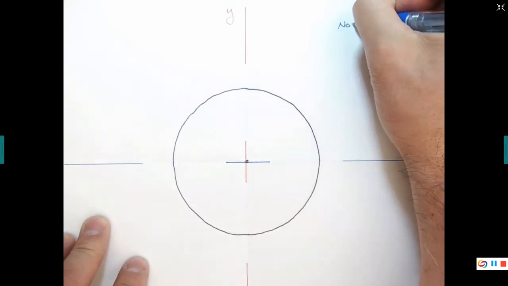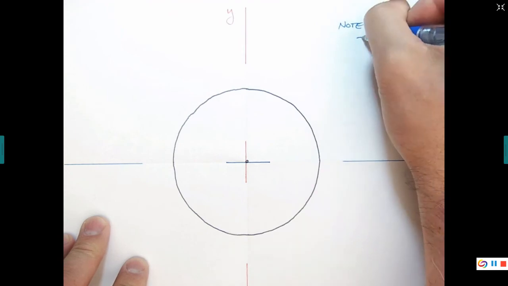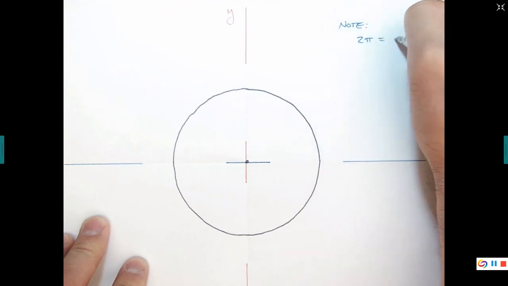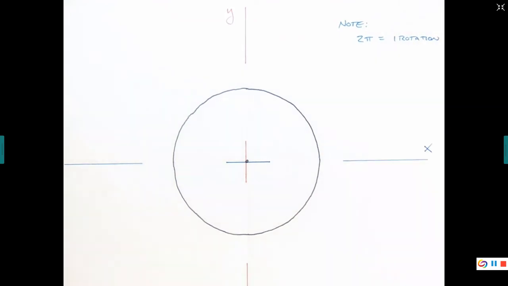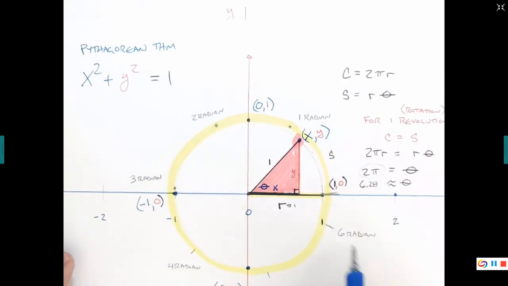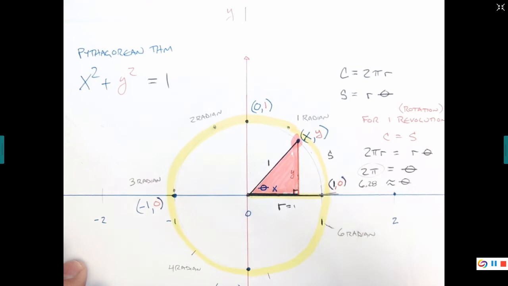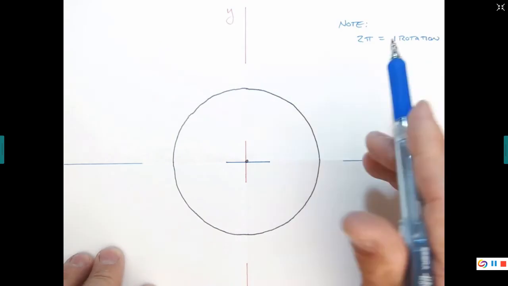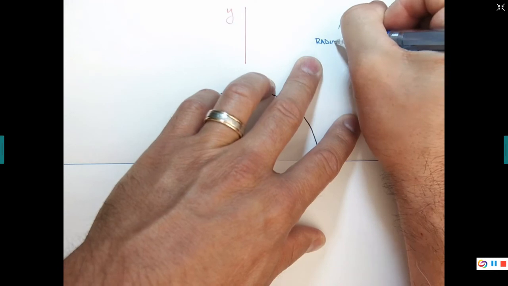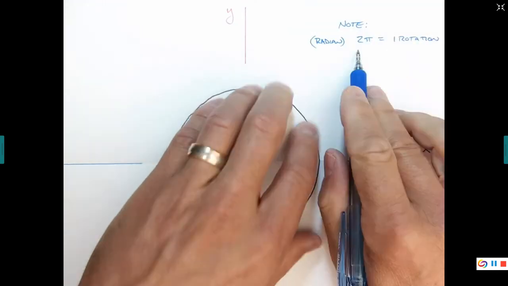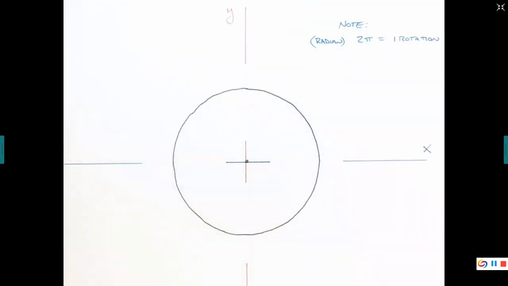So I'll just put a little reminder. Note: 2 pi is equal to 1 rotation. There we go. When we're talking radian, right? So radian measure. When we used radian measure, 2 pi is 1 rotation. So I'll just put radian in parentheses here. 2 pi radian is 1 rotation.